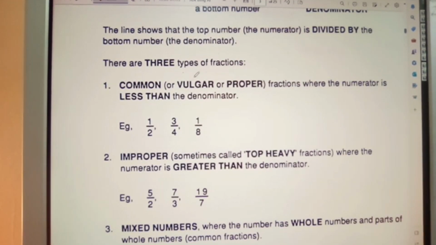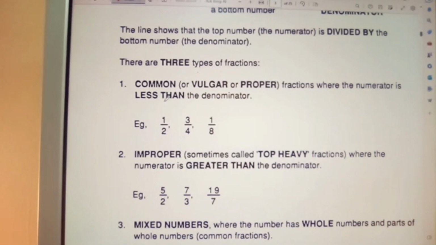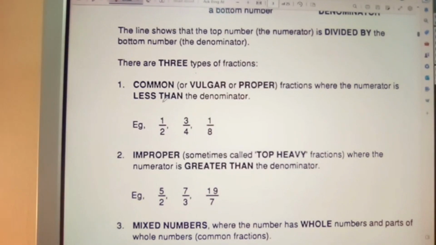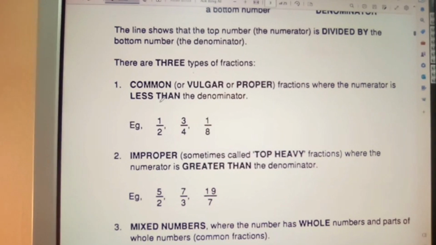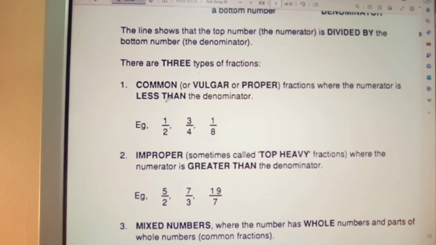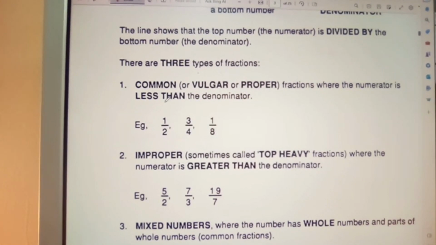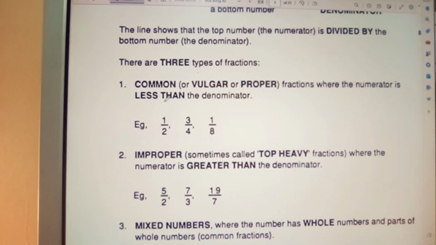There are 3 types of fractions. Common or vulgar or proper fractions, where the numerator is less than the denominator. Example.